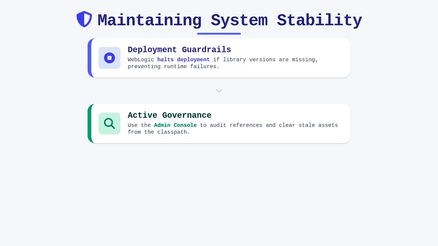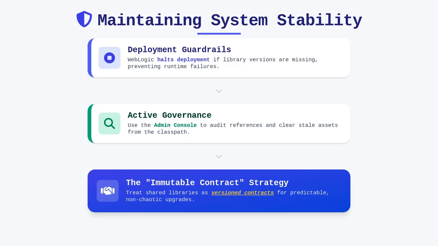You must leverage the WebLogic Administration Console to monitor and track which applications are currently referencing specific library versions. Regularly auditing these references is a professional responsibility, as it prevents the accumulation of stale assets that consume disk space and complicate the class path configuration. By treating your shared libraries as immutable, versioned contracts, you create a robust environment where upgrades are predictable rather than chaotic, ultimately leading to a more resilient production infrastructure.